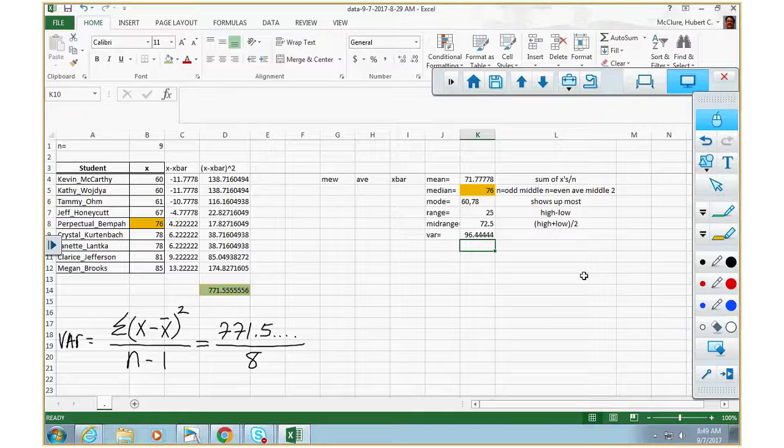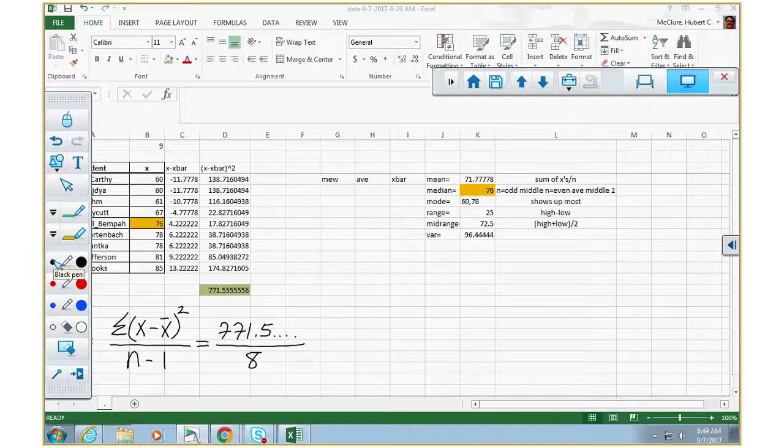If you were taking a 220 or a 301, you would use the variance for other things. But right now we're using it for one reason. Can anybody tell me what that one reason is? Yes, you have to have the variance to find the standard deviation. Because the standard deviation is equal to the square root of the what? The square root of the variance. Or the easy way to do it, the variance raised to the 0.5 power.